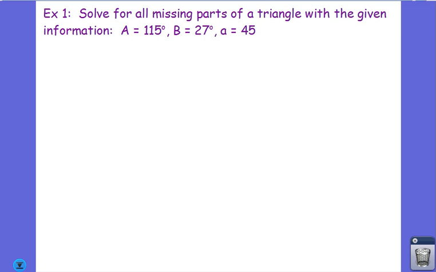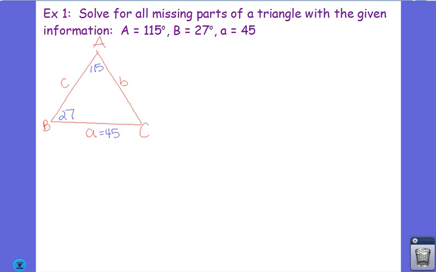So we are solving for all missing parts of the triangle. So first step, always draw a picture. So I'm going to draw a triangle. Capital A, lowercase a across from it. Capital B, lowercase b across from it. Capital C, lowercase c across from it. Now let's write in the information we know. We know that in A, I'm going to write the number 115, because that's an angle. In B, I'm going to write 27. And then on side A, I'm going to write the number 45.